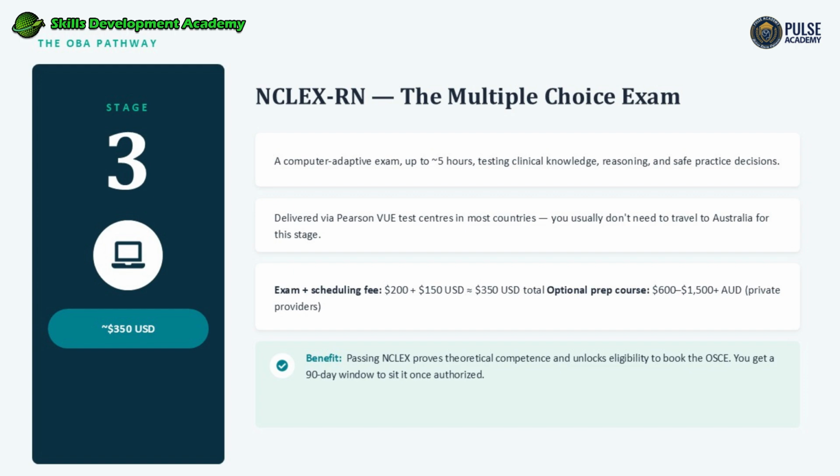Cost-wise, you're looking at a $200 registration and exam fee, plus a $150 international scheduling fee, so around $350 total. If you want a prep course, private providers charge anywhere from $600 to $1,500 plus Australian dollars. Passing the NCLEX proves your theoretical competence and unlocks your eligibility to book the OSCE. Just keep in mind, you'll have a 90-day window to sit it once you're authorised.